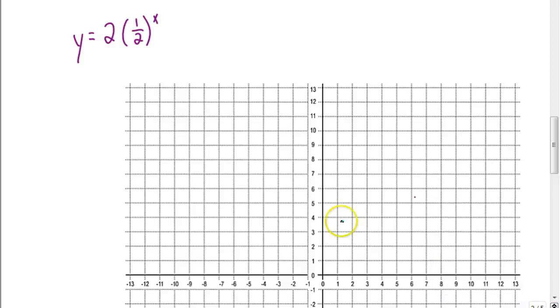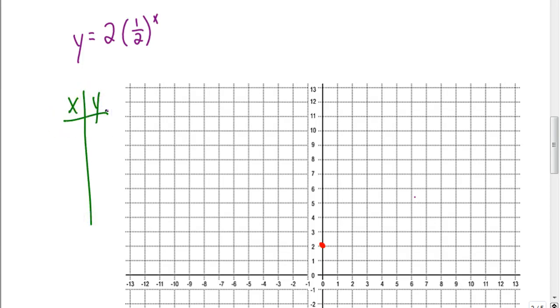So again, the y-intercept here would be 2. The fact that this is exponential decay means my graph is going to look something like this. Now I want to be a little bit more accurate. And so what I'm going to do is I'm going to set up an XY table.